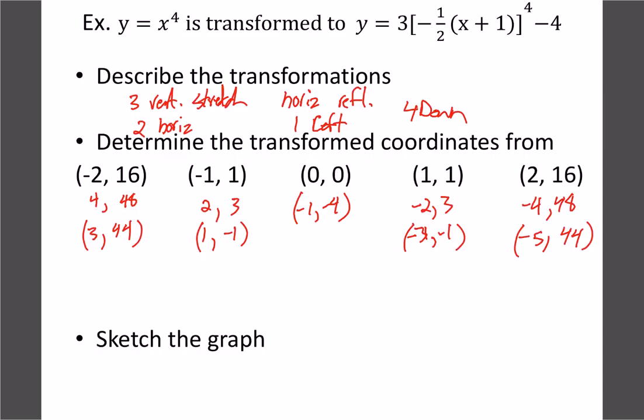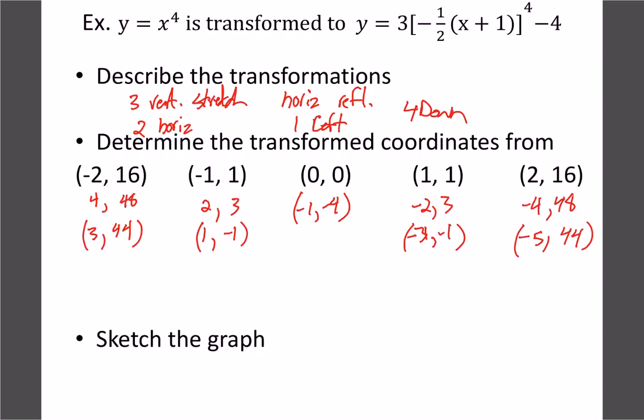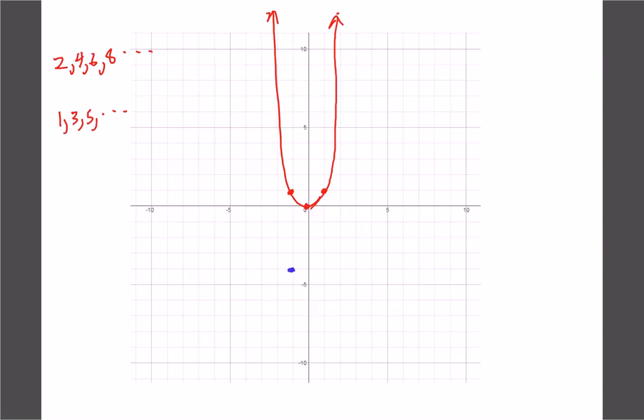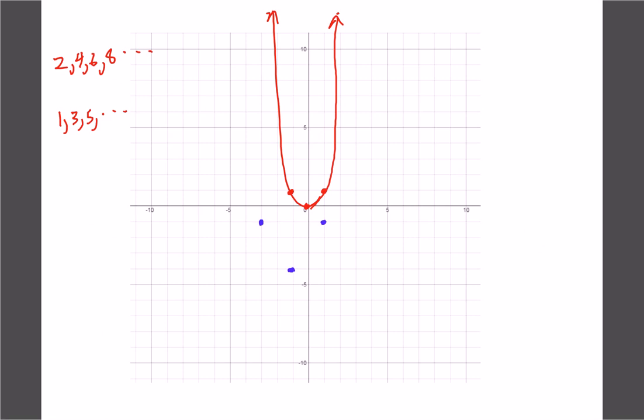So our new coordinates are: 0, 0 went to negative 1, negative 4. So negative 1, negative 4, that's our new origin. Our other ones are at negative 3, negative 1, and 1, negative 1. And 3, 44, and negative 5, 44. So our 3 is really high, our negative 5 is really high, so we basically get our graph looking something like that.